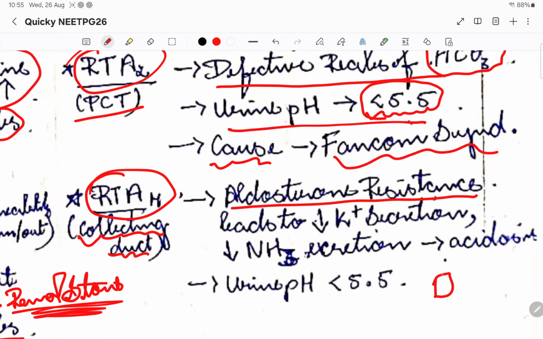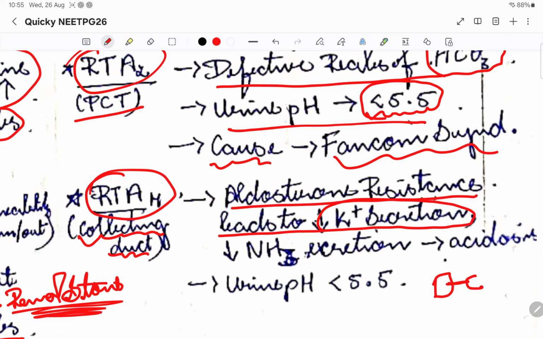So these particular cells in the collecting tubule are where the aldosterone acts, right? In the principal cell is where the aldosterone starts acting, but due to aldosterone resistance, it will lead to potassium secretion.